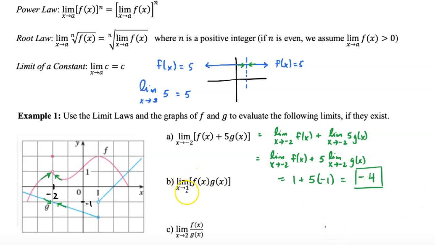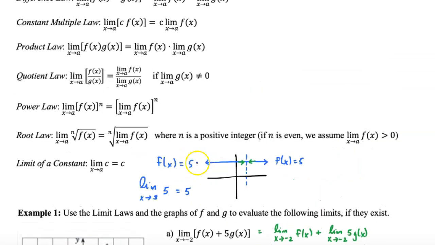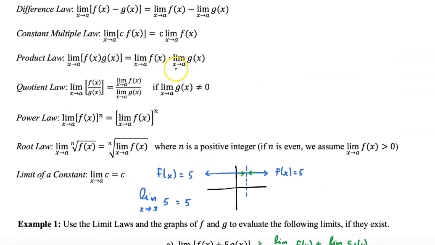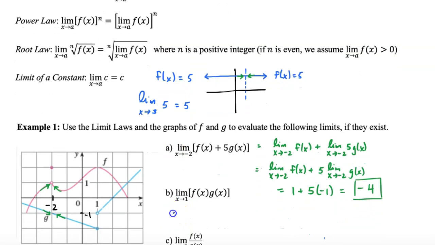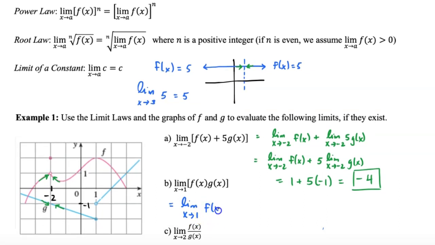So next I'm looking at the limit as x approaches 1. And now I've got a product, f of x times g of x. And my product law tells me that I can split these up. And so I can say that this is equal to the limit as x approaches 1 of f of x times the limit as x approaches 1 of g of x. And so now let me just look at my graph and see what's happening at 1. So we have x of +1 right here.